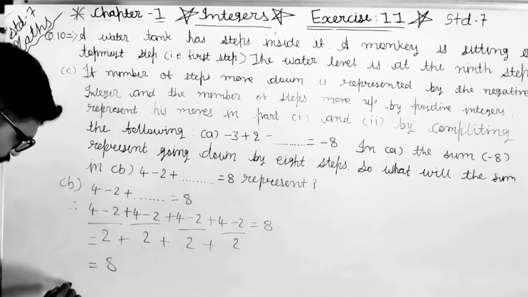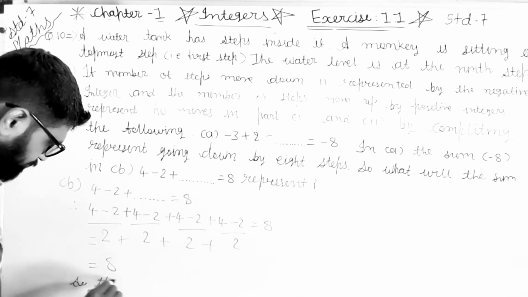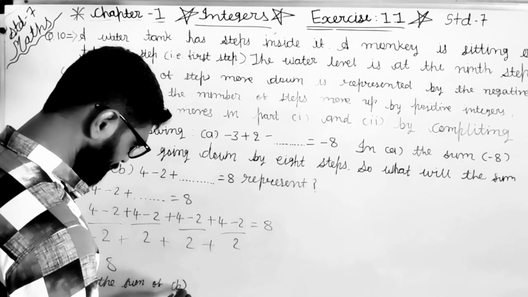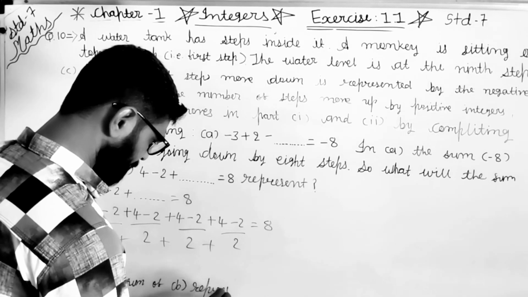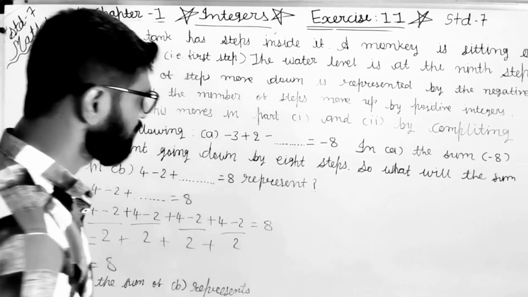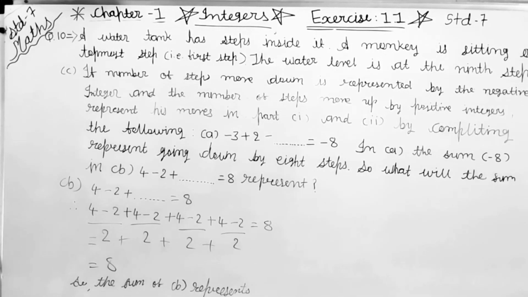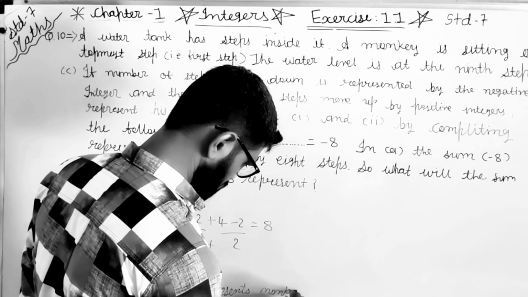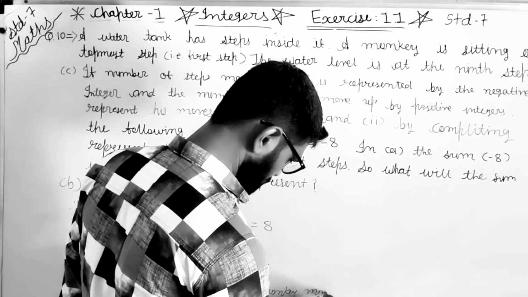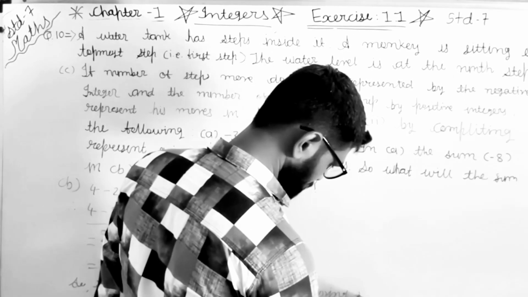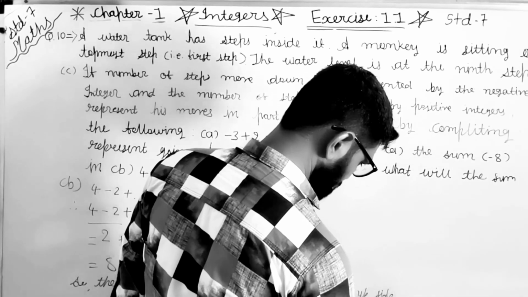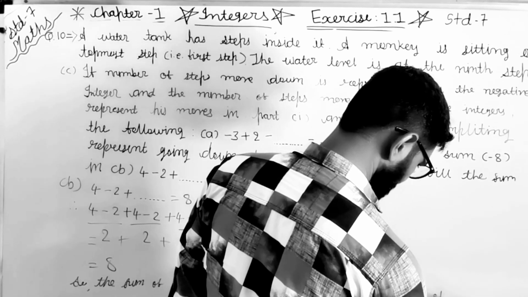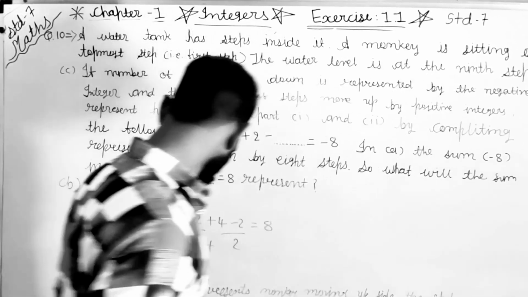So here you can write the sum of 8 represents the monkey moving outside these steps. This is your final answer.